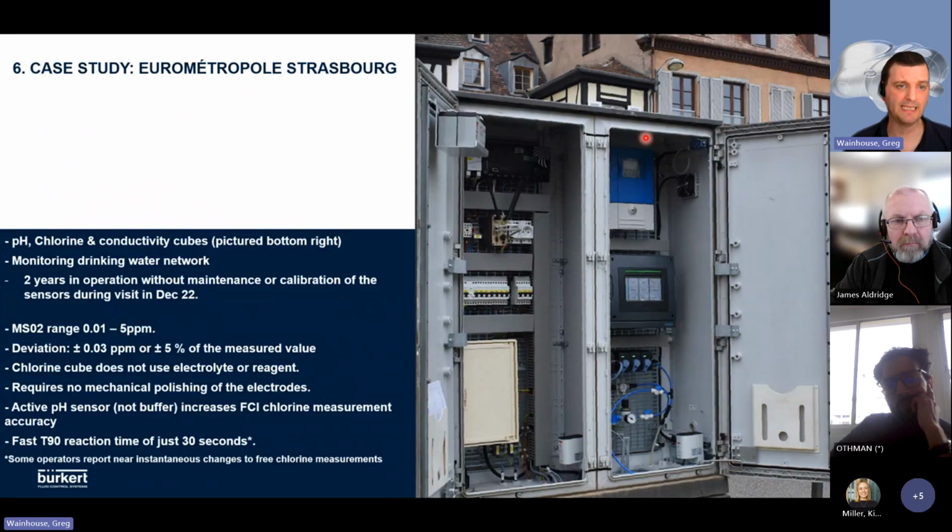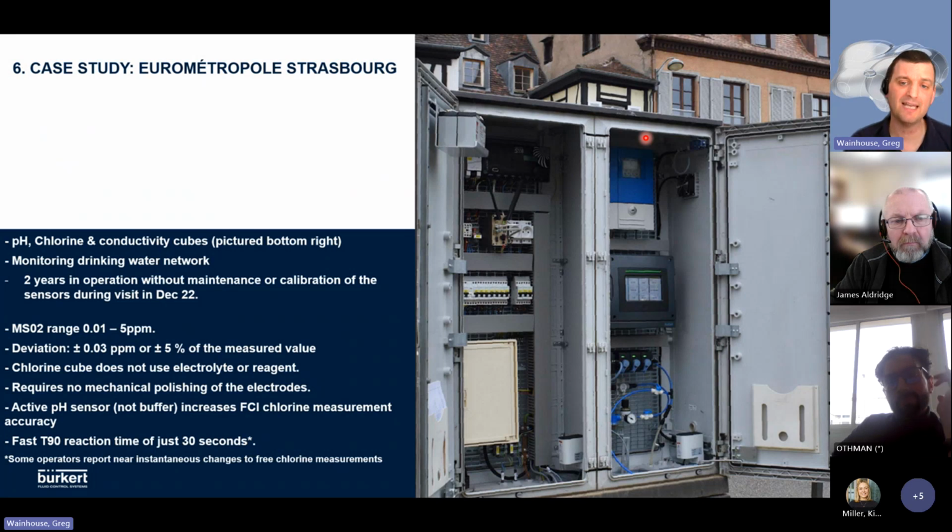And then another application, this time in municipal. This is Strasbourg Water. I actually interviewed these guys personally a few years ago, December 22, and the guy was bowled over by how good our solution was, and how good it was at providing the chlorine measurement across the whole of the drinking water network.